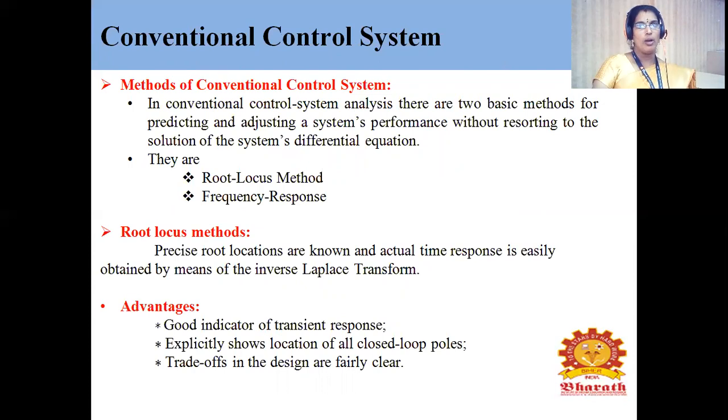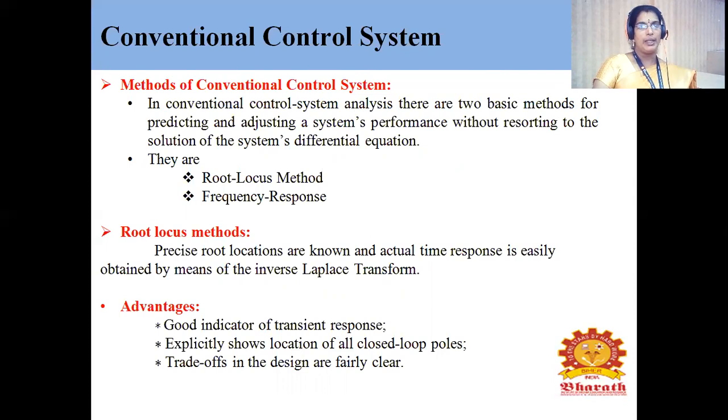Next, we'll move on to methods of conventional control system. In conventional control system, there are two methods for predicting and adjusting the system performance, without resorting to the solution of the system differential equation. Without changing the system differential equation, we can improve the performance of the given system. The performance can be improved by two methods. One is the root locus method and the other one is the frequency response method.